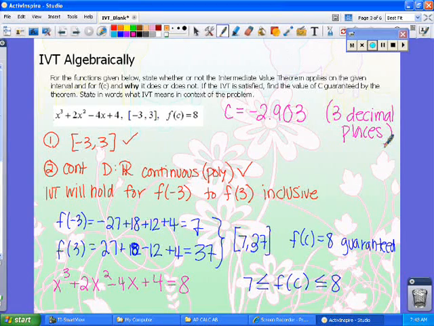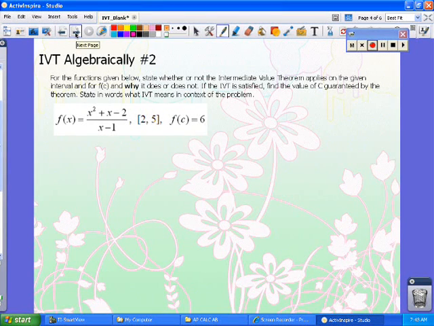Okay, that's what the theorem actually says for this specific problem. Looking at the next one, we're going to look at IVT algebraically again, and in this one we're going to look at, is it closed? From 2 to 5, yes, unless there is a domain issue.